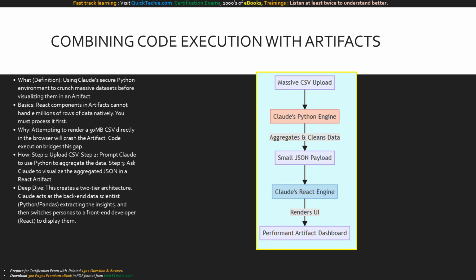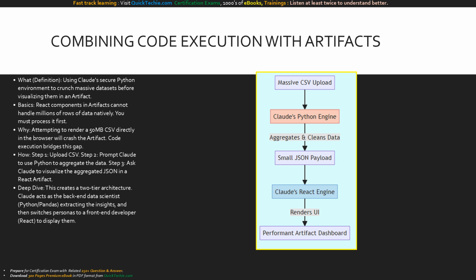We solve this with a multi-step workflow. First, you upload your massive CSV. Second, you prompt Claude to use its Python tool to aggregate and clean the data, finding averages and sums. Third, you command Claude to take that tiny, aggregated summary and visualize it in a React artifact. In our deep dive, we see this mimics professional software architecture. Claude plays two roles: the back-end data scientist crunching the numbers with Python, and the front-end developer building the beautiful React dashboard to display them.